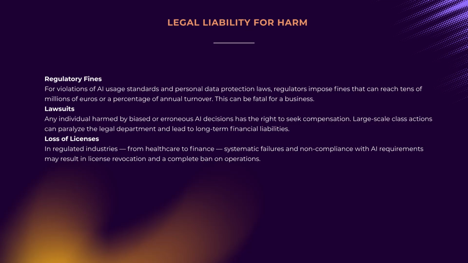Second, lawsuits. Any individual harmed by a biased or erroneous AI decision may sue and seek compensation. If there are thousands of such individuals and the AI operates at large scale, this results in large-scale class actions. Third, license revocation. In heavily regulated industries such as finance, healthcare, transportation and energy, systematic AI failures or violations of AI use requirements can lead to the worst-case scenario for a company. The regulator may simply revoke its license, fully prohibiting it from operating.